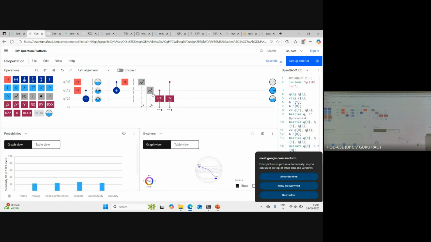Which can be accomplished using Hadamard as well as C naught, yes. A little tricky, of course.